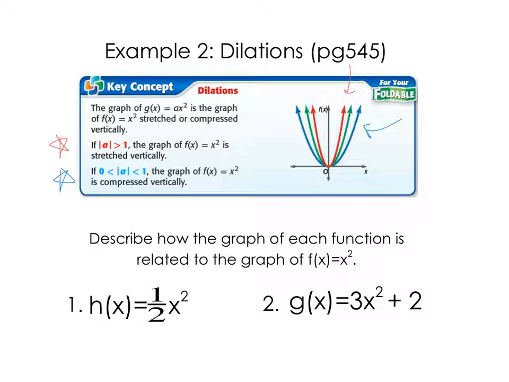So let's take a look at the two examples and describe how the graph of each function is related to the graph of f of x equals x squared. Number 1 is h of x equals 1/2 x squared, and number 2 is g of x equals 3x squared plus 2. What do you think they will do?